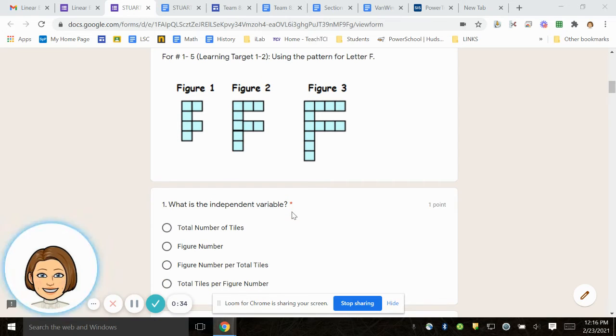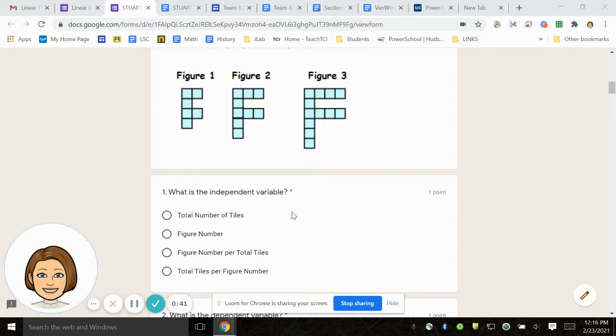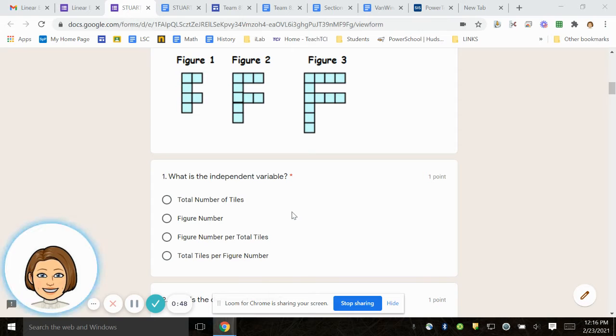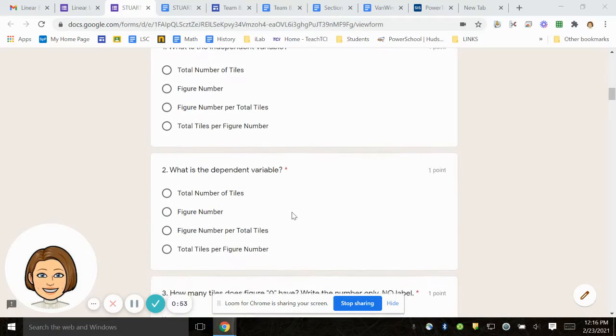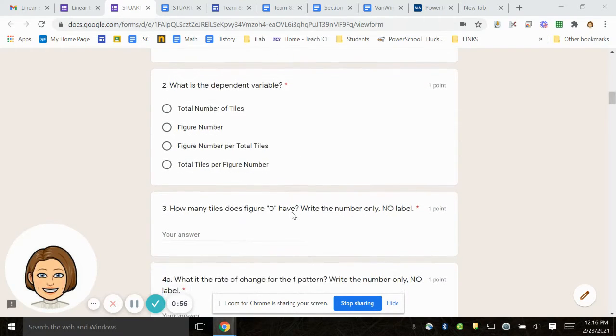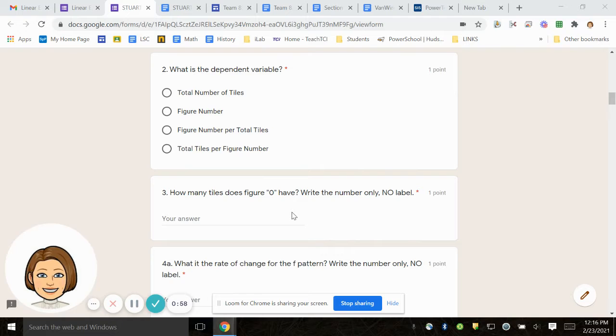Okay, so number 1, what is the independent variable? The X. Total number of tiles, figure number, tiles per figure number. Again, just the X. Number 2, what is the dependent variable? Total number of tiles, figure number, tiles per figure number.